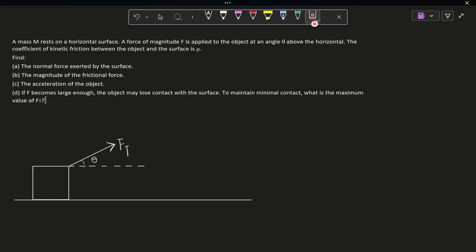B. The magnitude of the frictional force. C. The acceleration of the object. D. If F or Ft becomes large enough, the object may lose contact with the surface, which means the object will fly. To maintain the minimal contact, what is the maximal value of Ft?